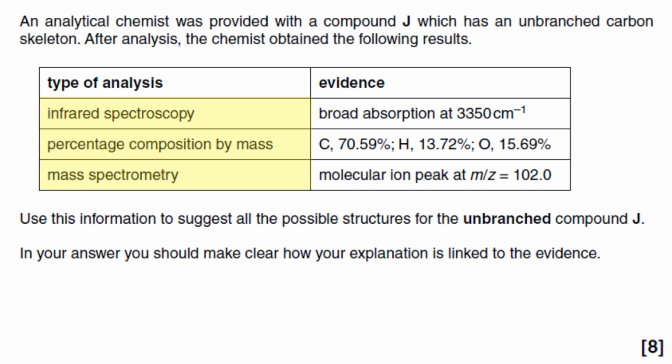So your chemist was provided with a compound J which has an unbranched carbon skeleton. Now they actually mention the fact it's unbranched twice, once up here and once a bit further down. So I think that's probably quite important to bear in mind when we're coming up with a structure a bit later on.